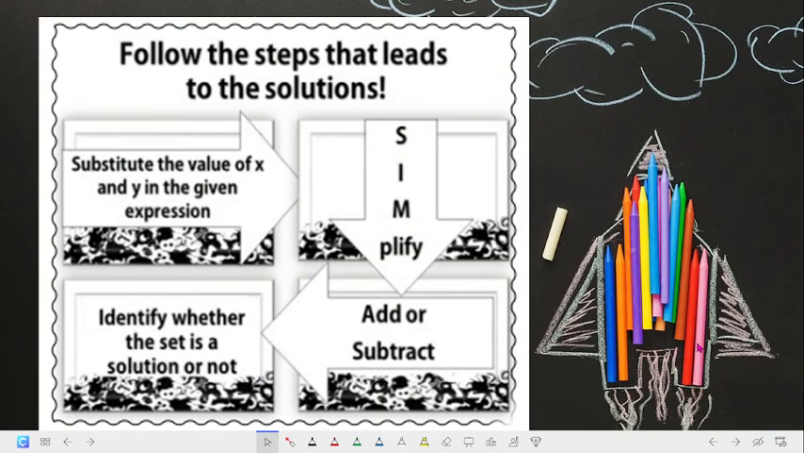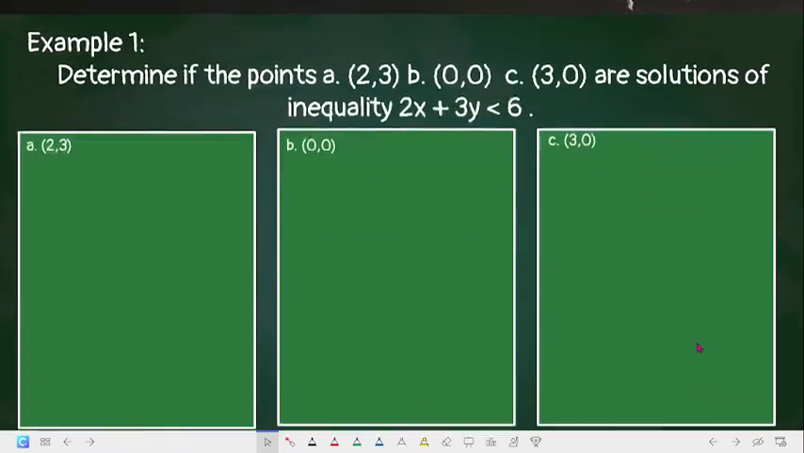Here are the steps that lead to the solutions. First, substitute the values of x and y in the given expression. Then simplify. Then add or subtract. Then identify whether the ordered pair is a solution or not. So let's have an example.